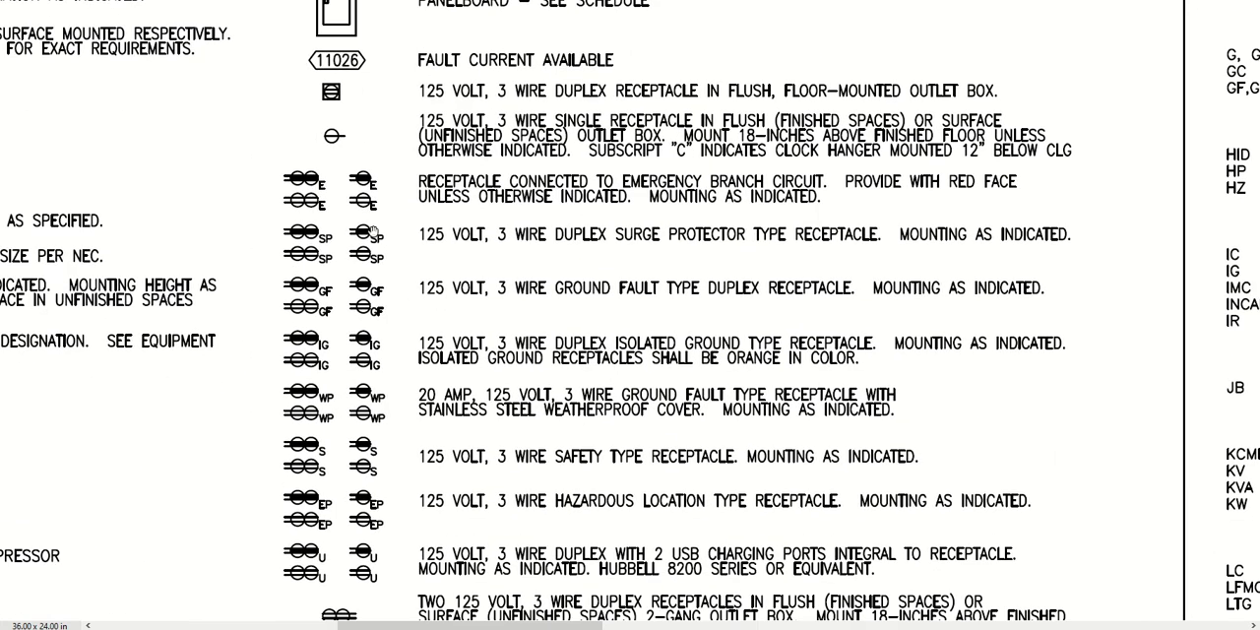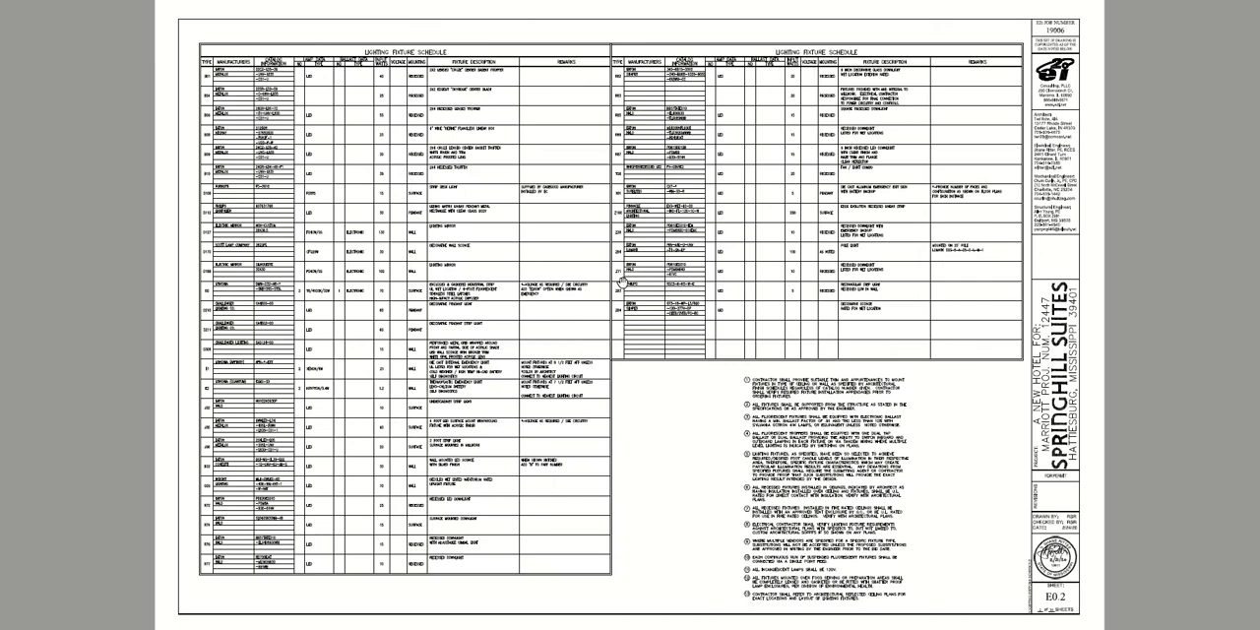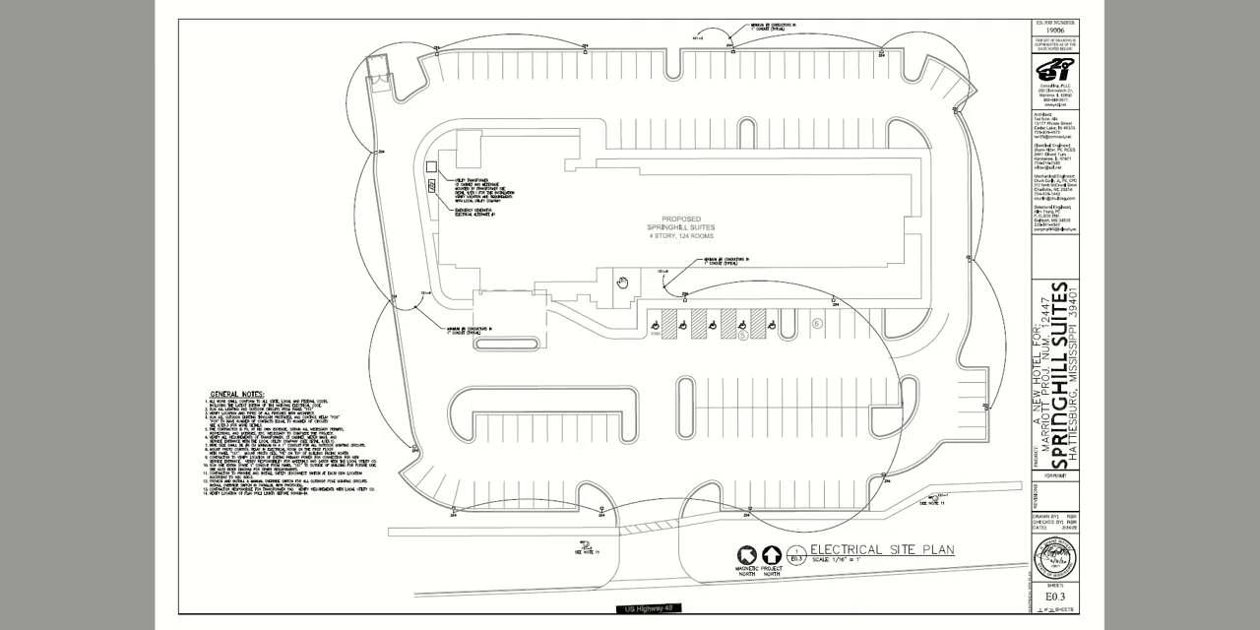So these are some things we can look for as we go through these plans. So let's start to thumb through these pretty quickly and just point out some highlights from a power distribution design standpoint. That's the fixture schedule. We'll come back to that. Here's our site plan. So most electrical plans will have an electrical site plan.